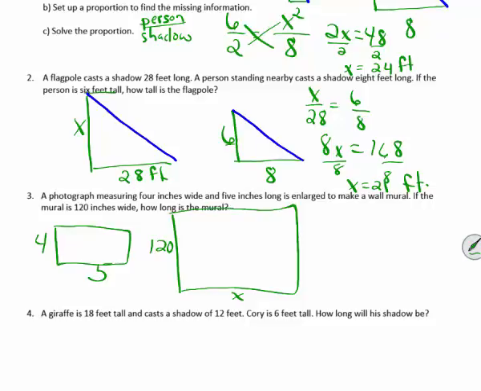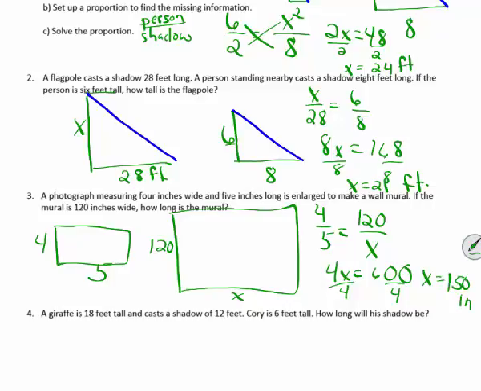This time I'm going to compare width to length: 4 over 5 equals 120 over x. Cross multiply, and we're going to get 4x equals 600. Divide by 4, and x is 150 inches.